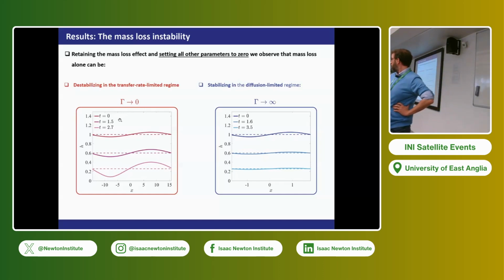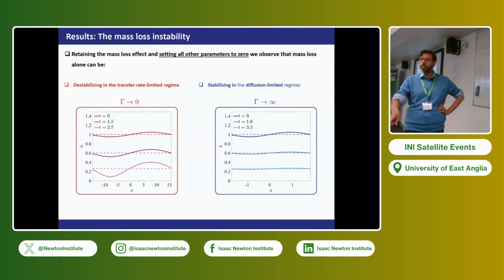vapor recoil is 0, Marangoni is 0, it is still destabilizing the flow, while for gamma larger than 1 it is stabilizing. This is interesting. It's a vapor recoil instability.